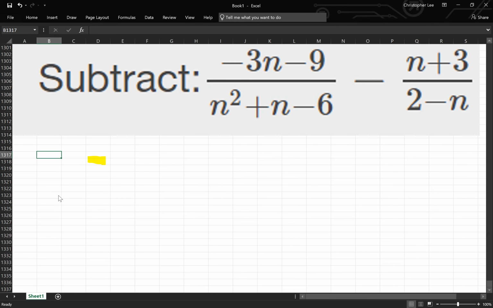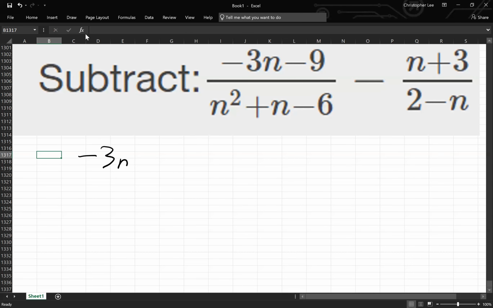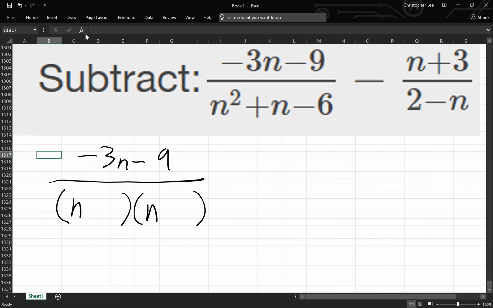Hold up, let me get a pen. I always make this mistake. So I have negative 3n minus 9, and I'm going to factor this denominator. This is going to be n and n right here. Two numbers that multiply to negative 6 and add up to positive 1: plus 3 and negative 2. That should work. And over here, I have n plus 3 over 2 minus n.